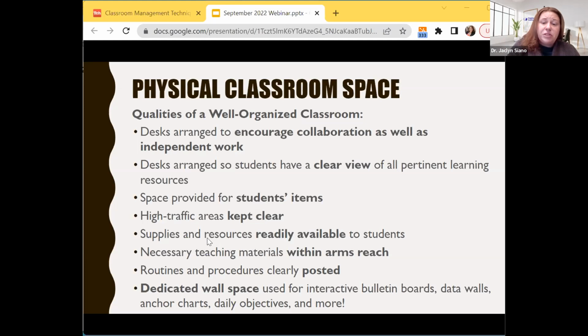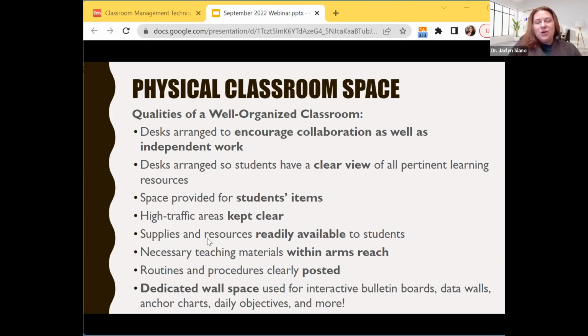And the same thing goes for teaching materials. If you know you're going to need chart paper and markers and the teacher textbook and whatever you're going to need, all of that should be readily available so that you're not running around trying to find things and you don't know where they are.